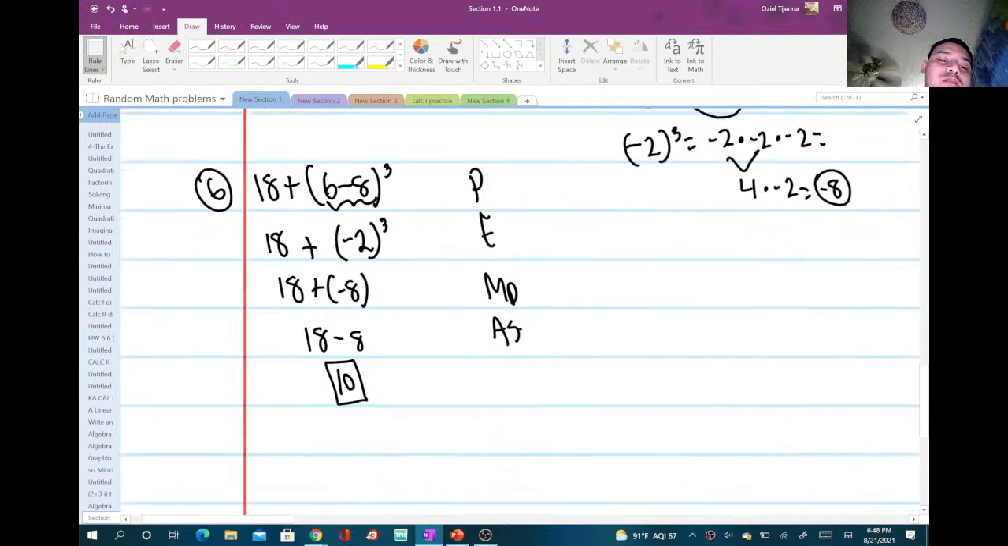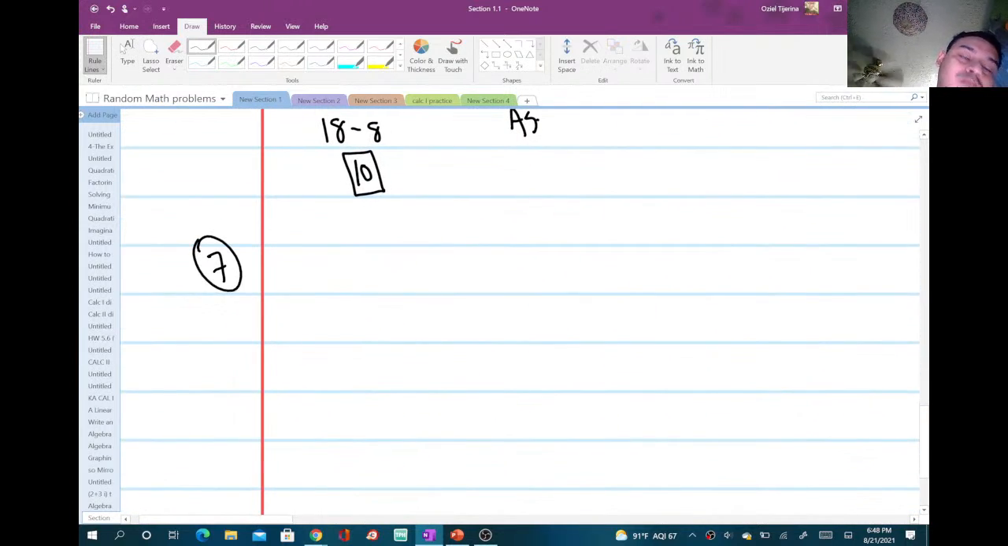Okay, number 7. Let me look at number 7. You have negative 2. Give me 1 second, guys. I need my glasses really quick because I can't really see. You have negative 2 times 16 divided by the quantity 8 minus 4 squared.